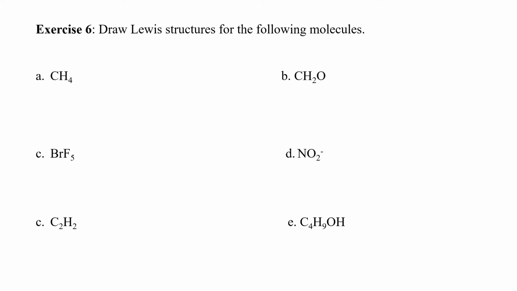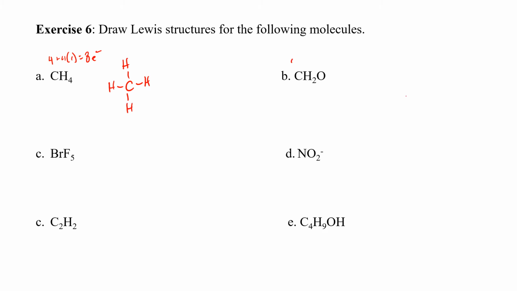All right, hopefully you're able to give these a try. Let's look at the first one. We have CH4, that's 4 plus 4 times 1. That gives us 8 electrons. Carbon goes in the center. Hydrogens on the exterior. And our Lewis structure is done.